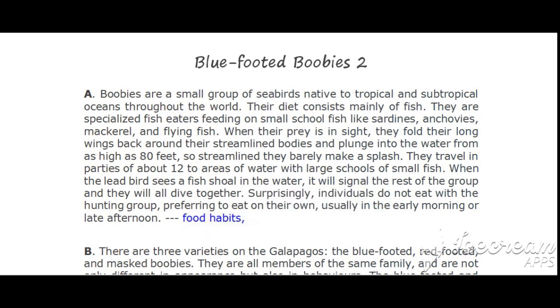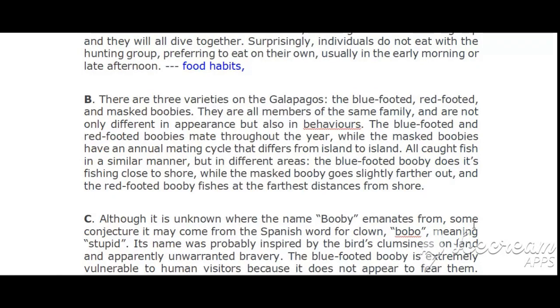Now we move to the second paragraph. There are three varieties on the Galapagos. What is Galapagos? Galapagos is a location somewhere in the world. I don't know, but I know that it's a noun. How? Because here is an article, so articles only come before any noun. So there are three varieties on the Galapagos: the blue-footed, red-footed, and masked boobies. They are all members of the same family.